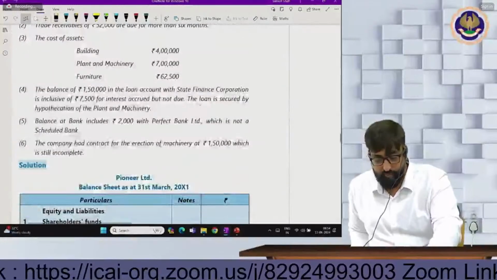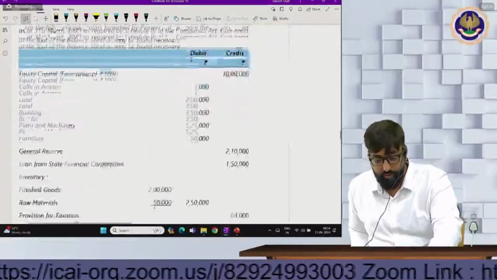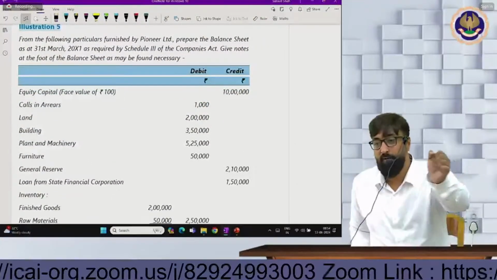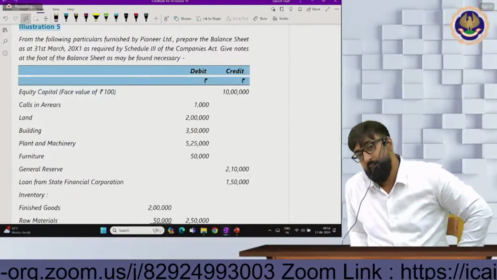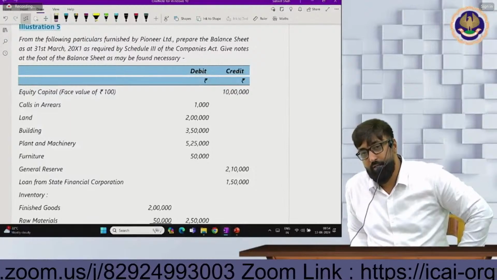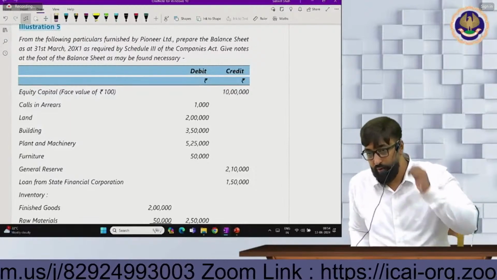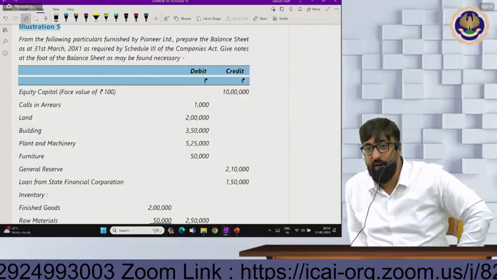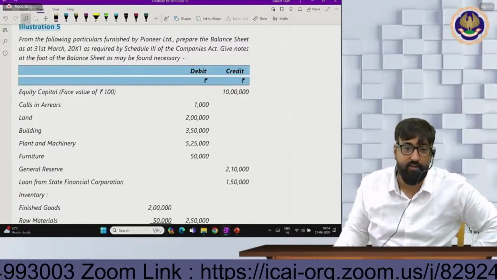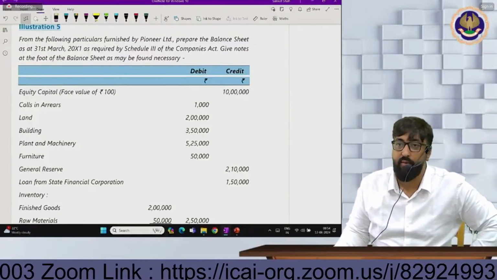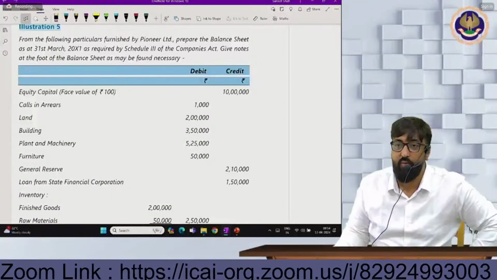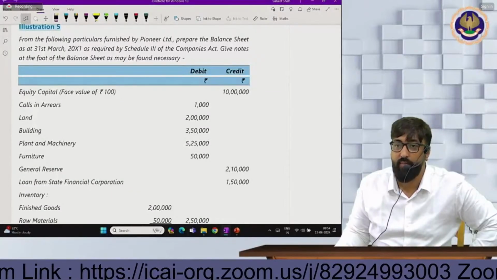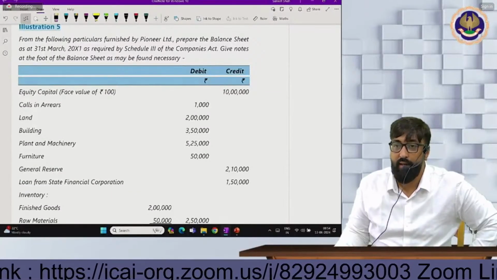Let me do one more question. Illustration 5, this is a favorite question. This is the examiner's favorite question. Come to illustration number 5. I am giving you 5 minutes. How many of you have already completed this question? Just raise your hand. Puneet, yes? Any other student?